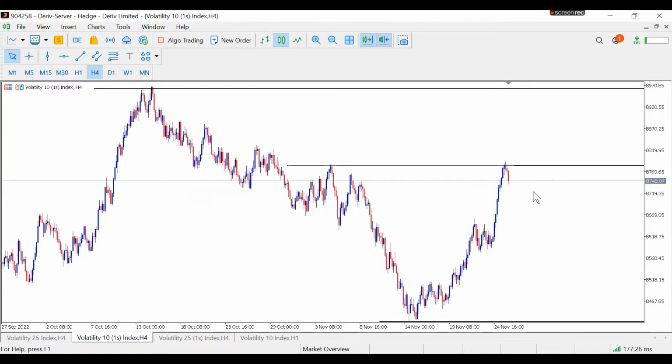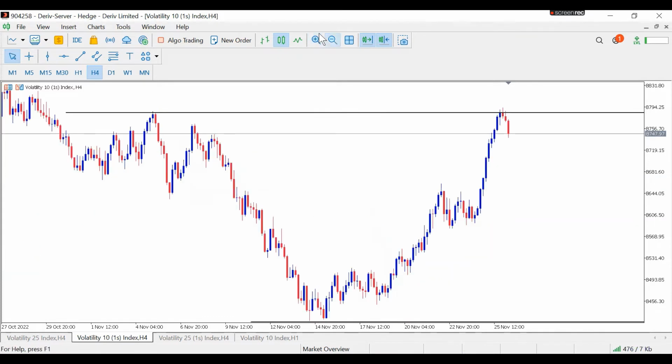So on the 4-hour time frame, we can see that the market rejected this zone. Let me zoom in. You can see that the market rejected this zone here, but unfortunately I wasn't around. I couldn't get into this sell here. So right now I'm looking for opportunities to sell to at least this point here.